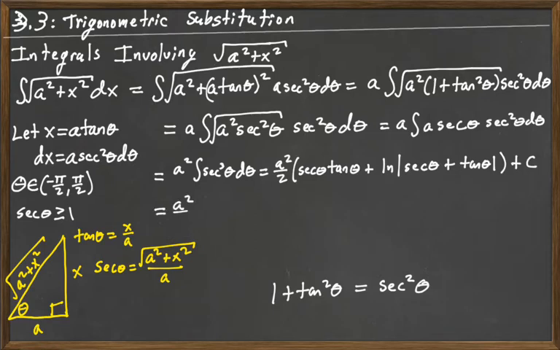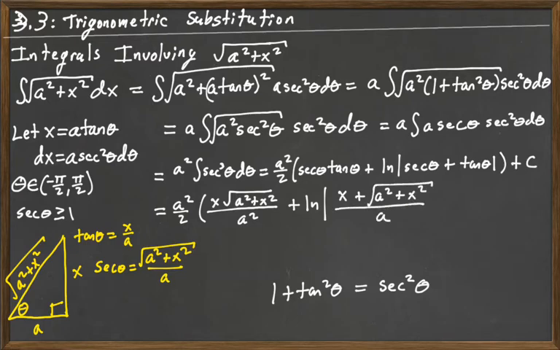All right, so we have a squared over 2, secant of theta, and tangent of theta. So we're going to do x times the square root of a squared plus x squared in the numerator, a times a in the denominator, plus natural log, absolute value, secant theta plus tangent of theta. So we're going to add their numerators, x plus the square root of a squared plus x squared all over a, and then plus c.